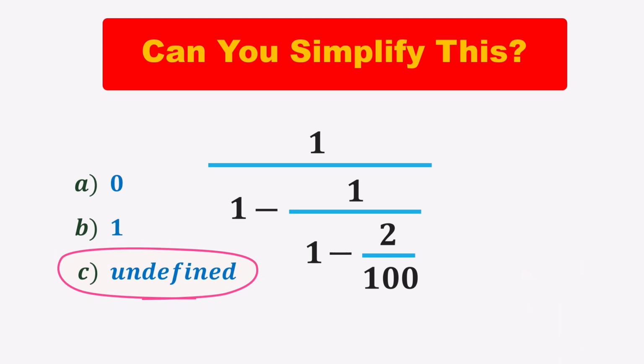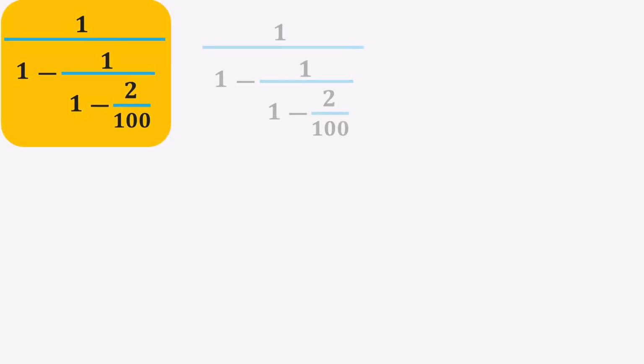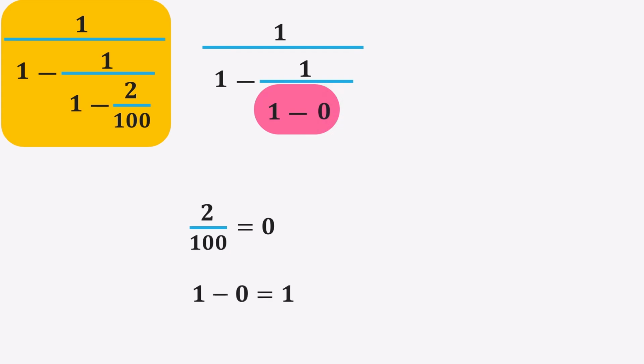We start from the deepest fraction, 2 over 100. Now, 2 over 100 is a very small number. Extremely small compared to 1. It's 0.02. So, inside an expression like this, it seems that this tiny fraction barely changes anything. In other words, 1 minus 2 over 100 is approximately just 1. And that feels reasonable, because subtracting something tiny from 1 should still leave us with, basically, 1.